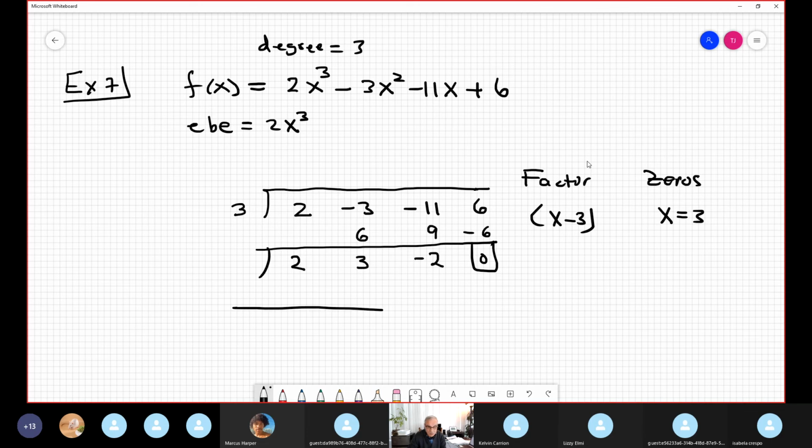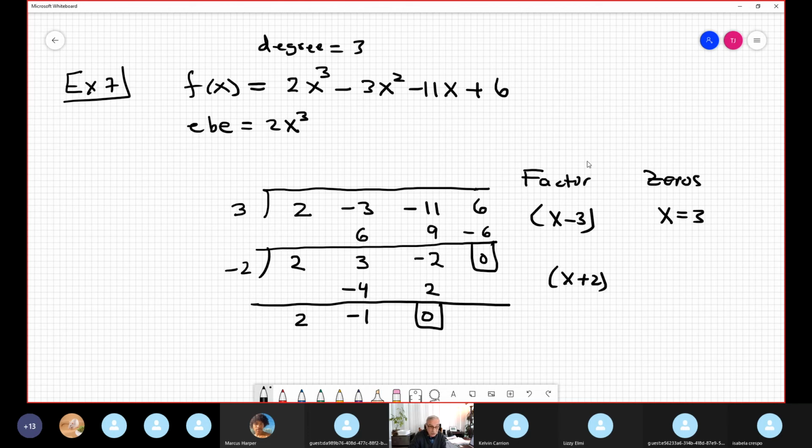One more after. -2 or 1/2? What do you think? -2. Bring down 2, is -4, is -1, is +2. Zero remainder. So when you see zero remainder, I am happy. Or why no? I am sad. Because this factor belongs to the polynomial. That's x plus 2. Remember, very important. So you are doing the factorization, the synthetic division using -2. The factor is the opposite sign. And the zero, no. The zero is the same sign.